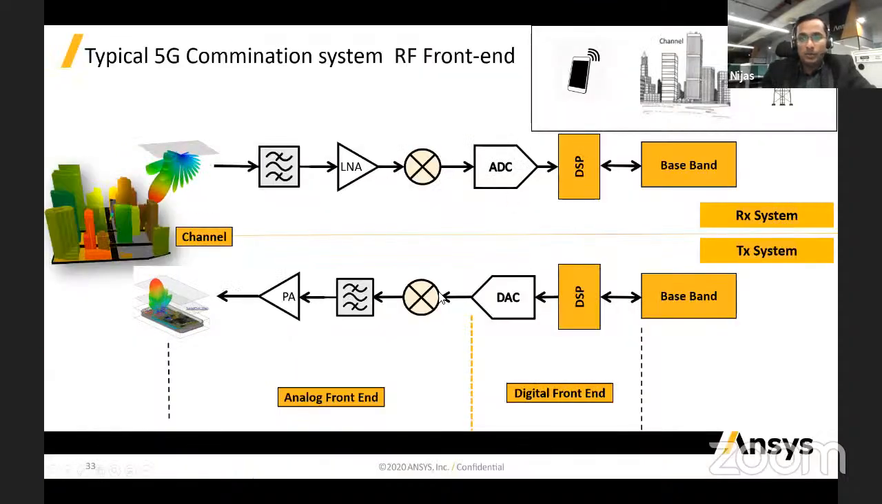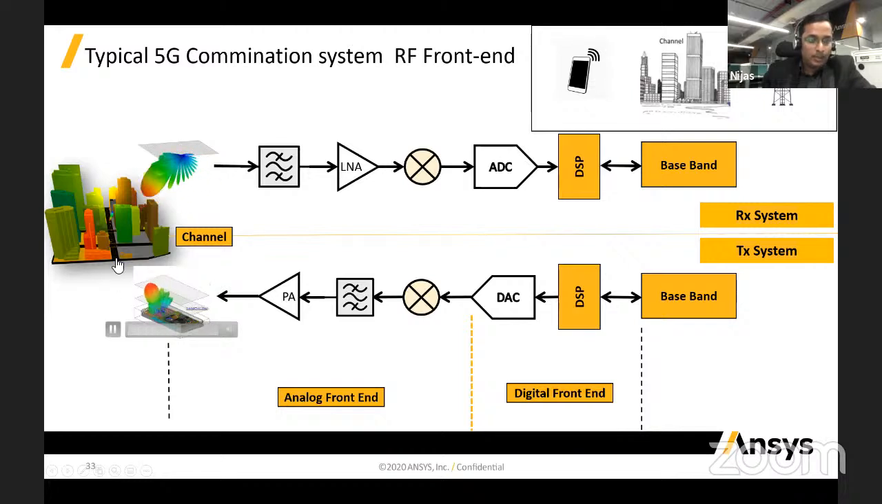If you want to communicate data from transmitter to receiver, let's say the transmitter is our mobile and the receiver is our base station. Your mobile has to send some data, which will come as bits to the DSP system, and the DSP system will convert it to analog. It will mix to high frequency through a filter and power amplifier, and it will come to your antenna.